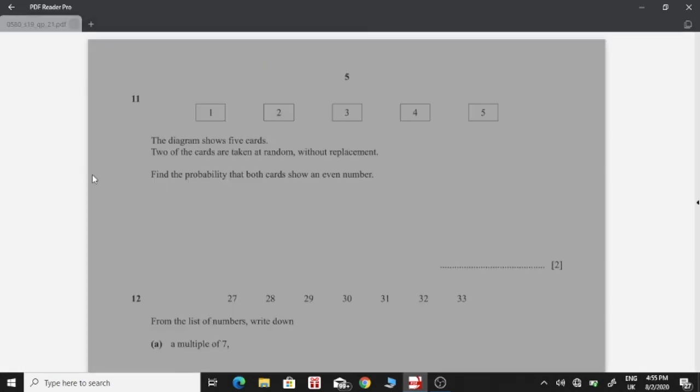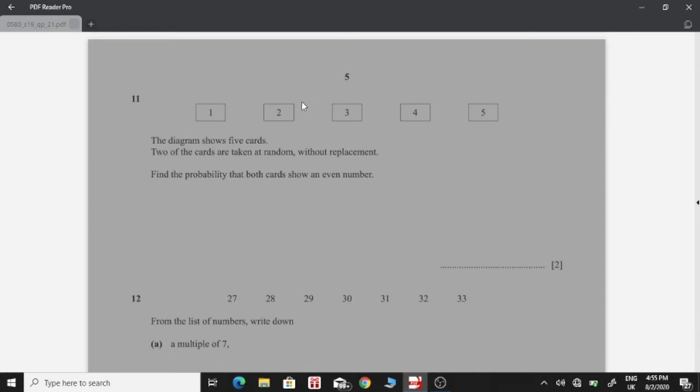Question number 11. The diagram shows 5 cards. 2 of the cards are taken at random without replacement. Find the probability that both cards show an even number. Okay, so the only two numbers which are even in this case are 2 and 4, and both of them have the probability of 1 out of 5.